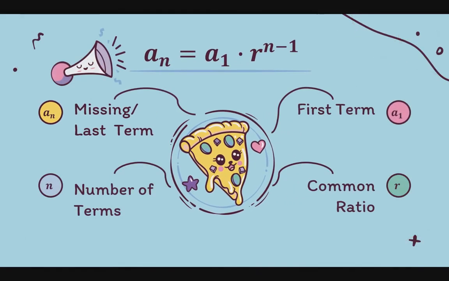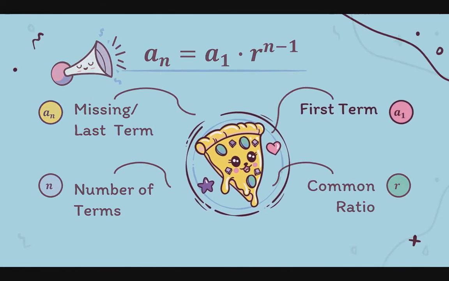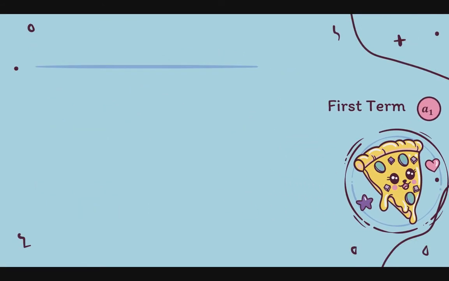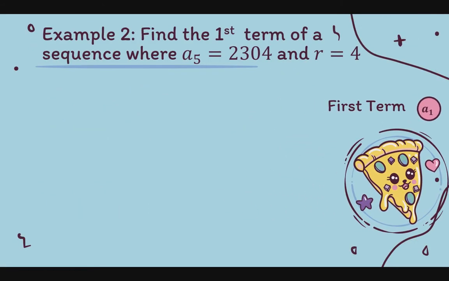Okay. Next, gamitin naman natin tong general form natin para makuha ang first term. So, example number 2. Find the first term of a sequence where a sub 5 is equal to 2,304 and r is equal to 4. So, using our formula again, ang hinahanap natin ay ating first term. Identify muna natin ang ating a sub n.